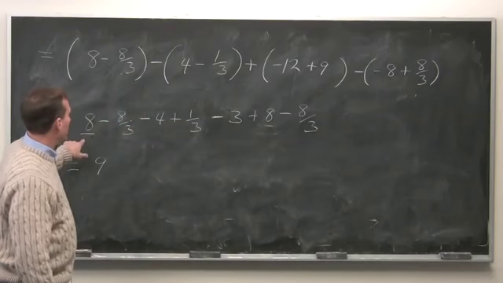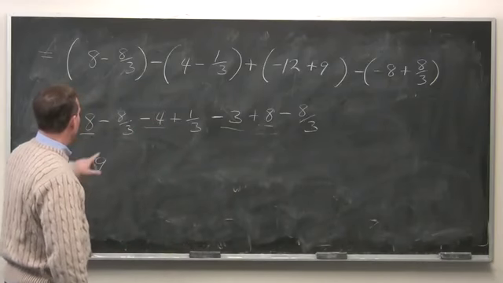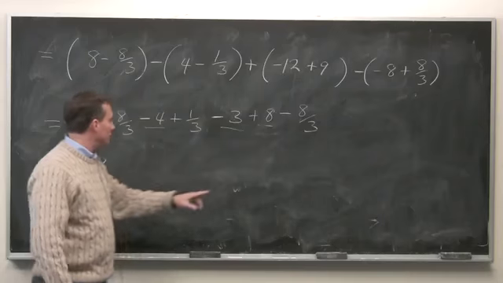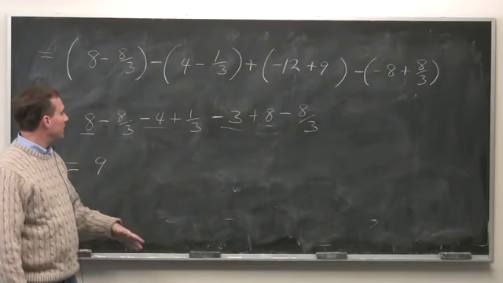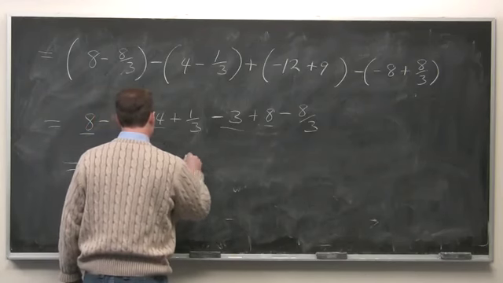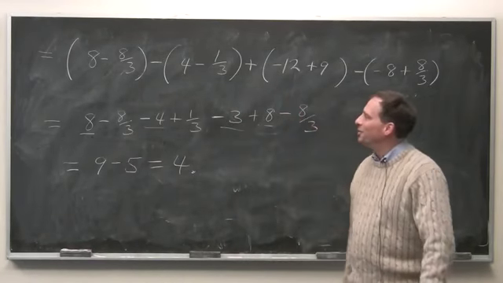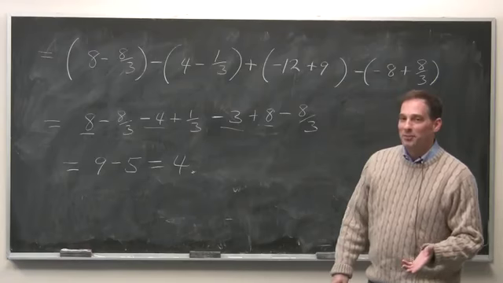So all the integer parts are giving us 9. And then all the thirds, there's a minus 16/3 plus 1/3. So that's minus 15/3, also known as minus 5. 4. The area was 4, clearly. All right, that's what you do.